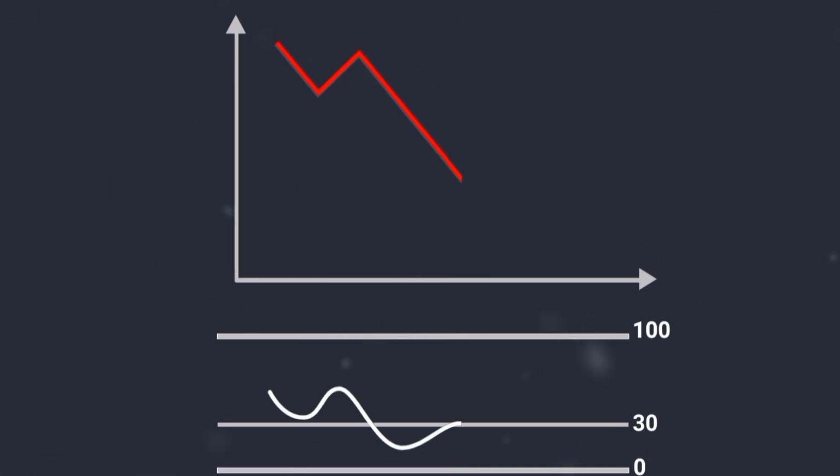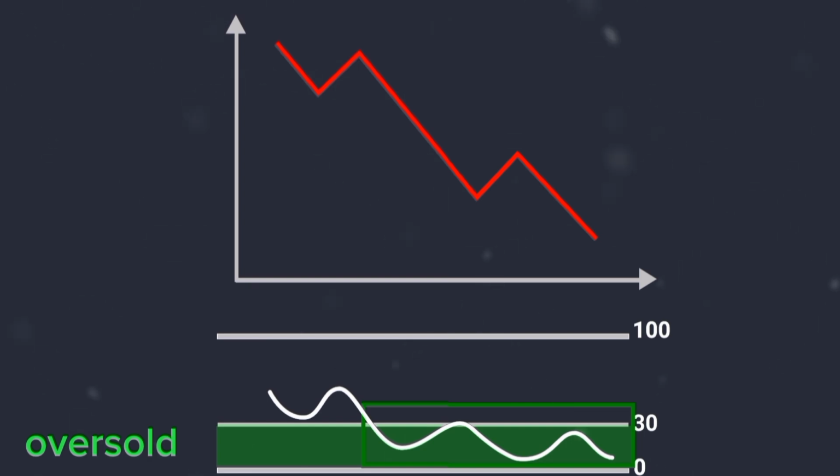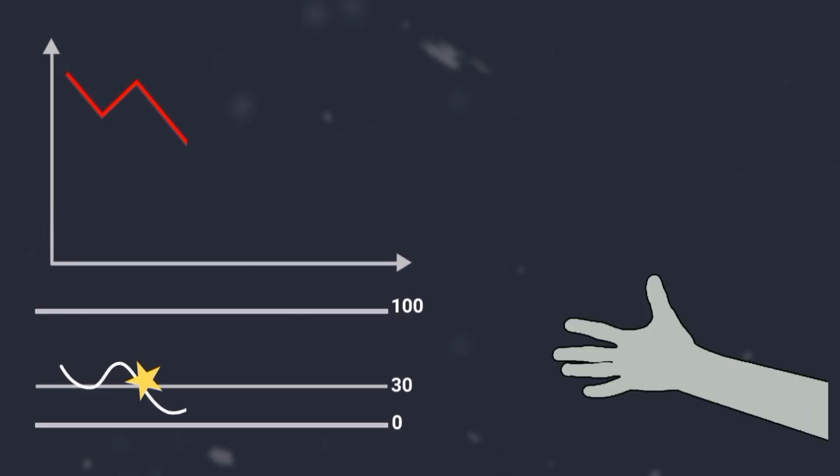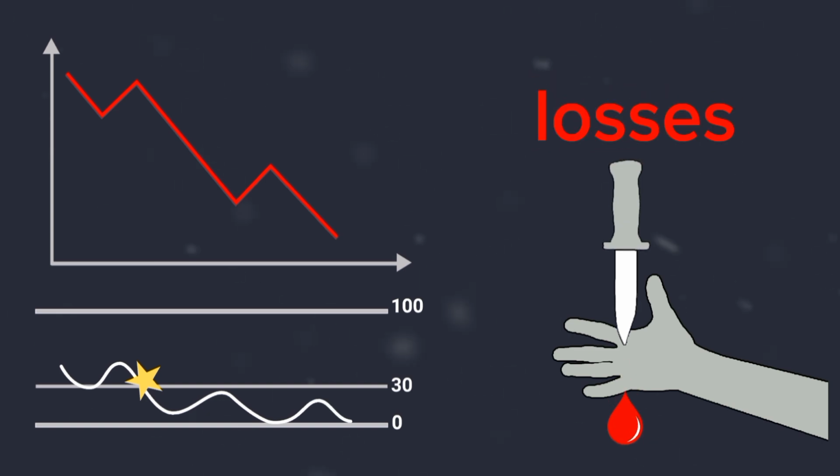Similarly, in a strong downtrend, RSI can stay below 30 for a prolonged period without an upward reversal. In other words, while RSI is in the oversold zone, the price can keep declining. Buying as soon as RSI drops below 30 might result in catching a falling knife and suffering further losses.